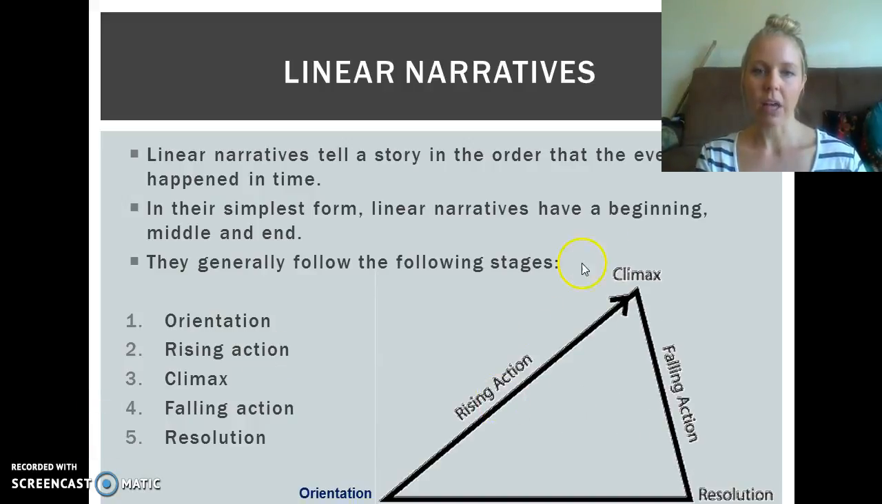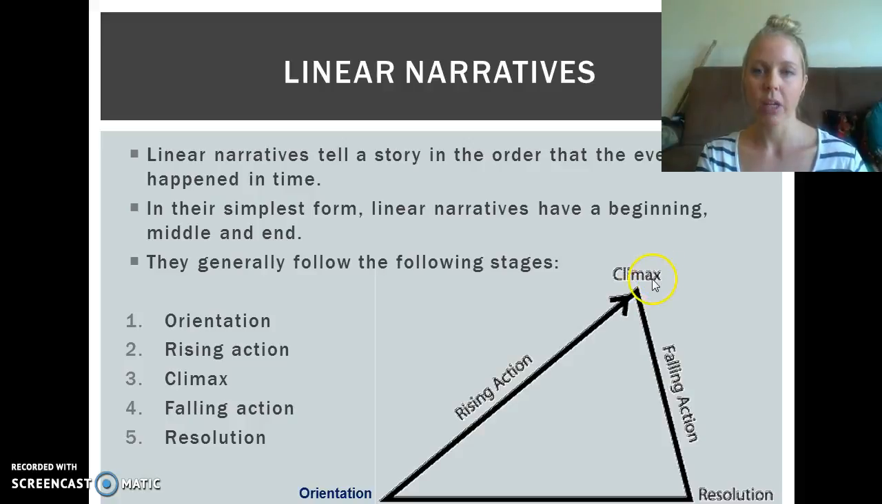And this is an image of how the linear narrative looks. So we start out with the orientation. Things are moving pretty smoothly, but then suddenly the action starts to rise as conflicts start to occur in the character's life. So things start getting a little bit complicated or going a little bit wrong. The climax, remember, is the dramatic high point.